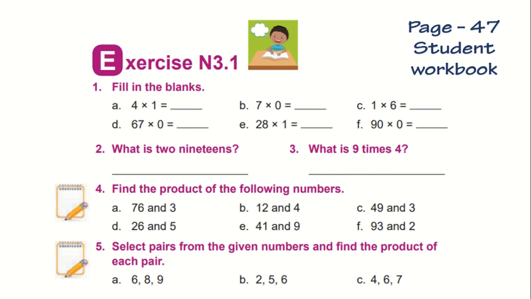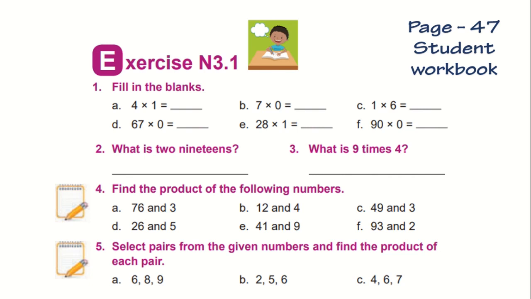Okay, and question number 4 and 5 you need to do in your exercise books. And if you don't have your exercise book, you can do it in another book. Question number 4 says find the product of the following numbers. So how do we find the product? Yes, by multiplying the numbers. So you need to multiply the given numbers to find the product of those two numbers.